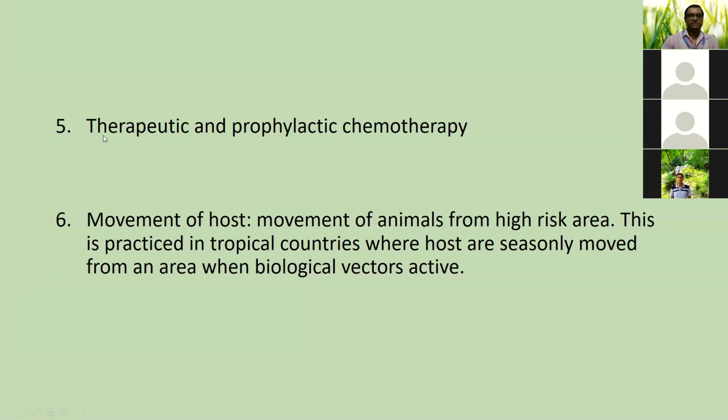So this method of using certain chemotherapeutic agents, like antibiotics and anthelmintics or any particular type of therapeutic agent, is used in order to control the disease. There are many diseases in which we can go for prophylactic use of certain drugs also.